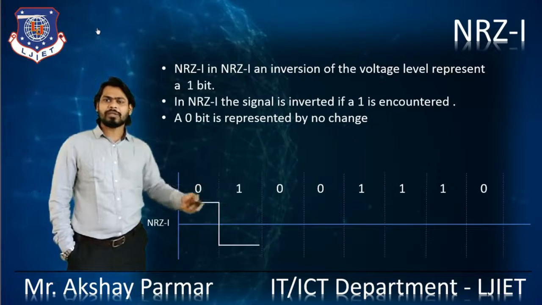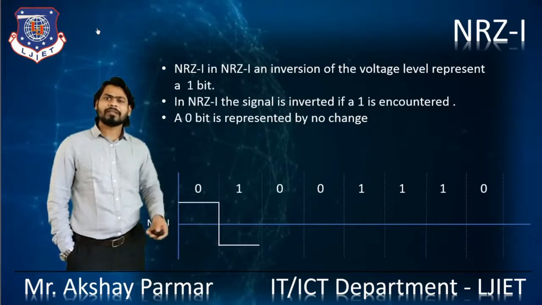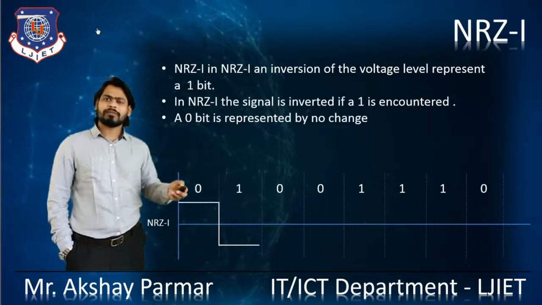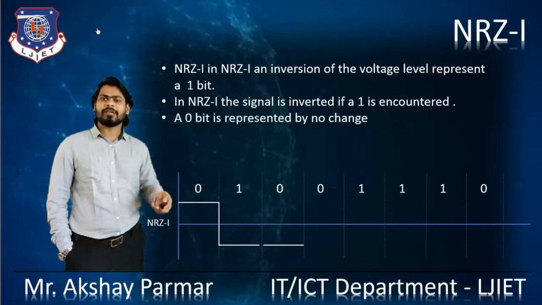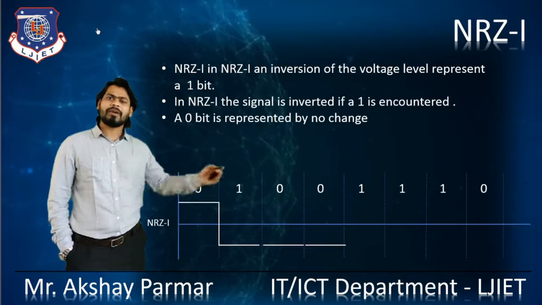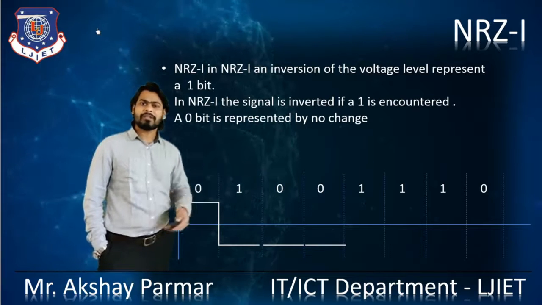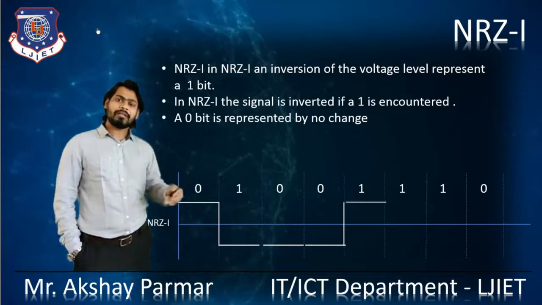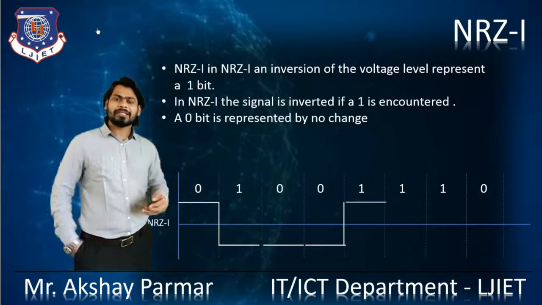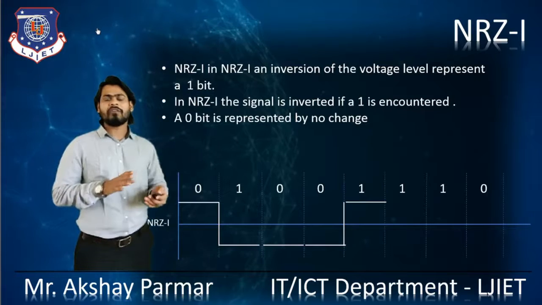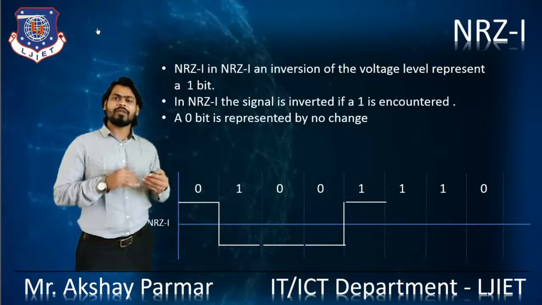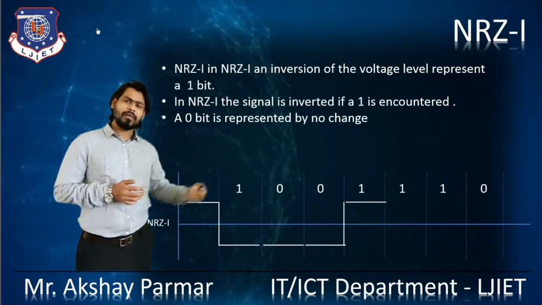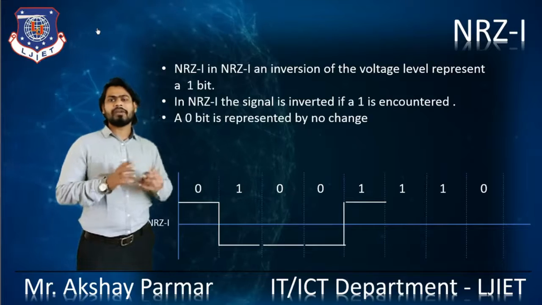After that, there are two 0 bits. A 0 bit is represented by no change, so after the 1 with two 0 bits, it continues on the same path. After that, a 1 is there. A 1 is represented by the inversion of the previous level, so it goes to the positive voltage. After that, another 1 bit is there, so to represent that bit we have to invert the previous level. So one is represented by the positive voltage, and the next one is represented by the inversion of that previous level.